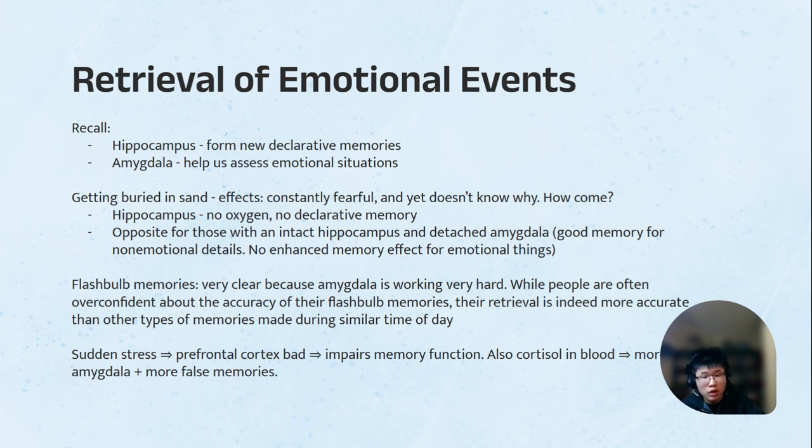While people are often overconfident about the accuracy of their flashbulb memories, they do kind of have a point. Retrieval is indeed more accurate than other types of memories made during a similar time of day, which were more mundane and boring. Now, sudden stress makes the prefrontal cortex less effective, right? Less active, and it impairs memory function. But cortisol in blood, which is also caused by stress, means there's more activity in the amygdala, which creates more emotional impacts, which creates more false memories.